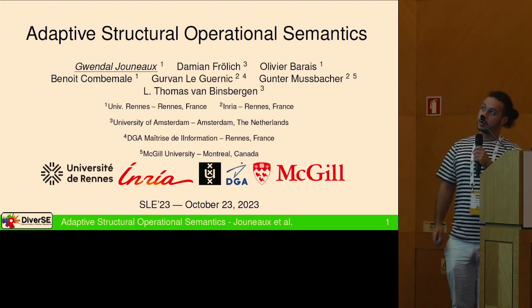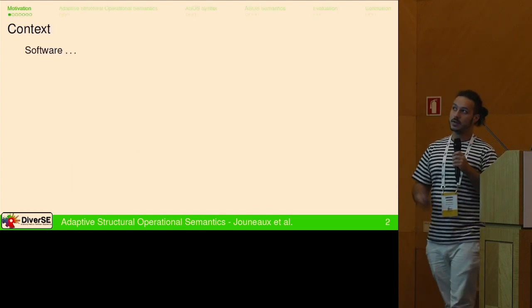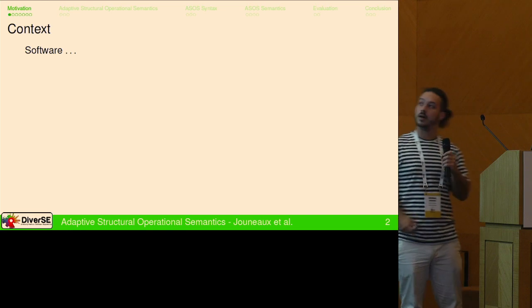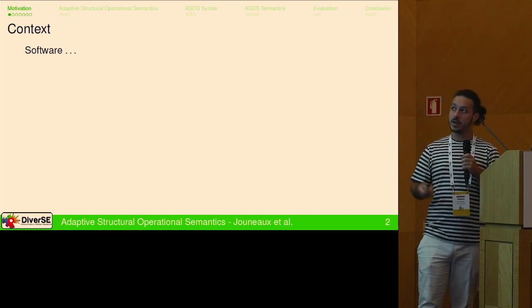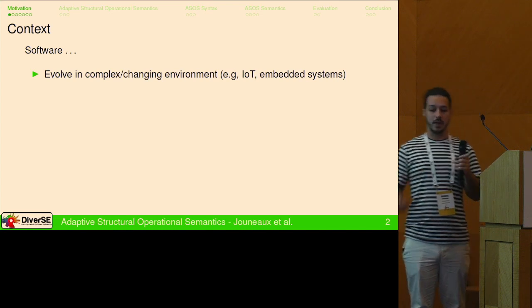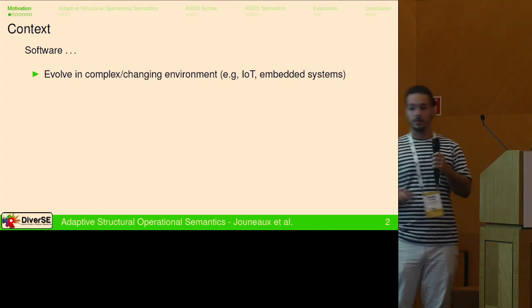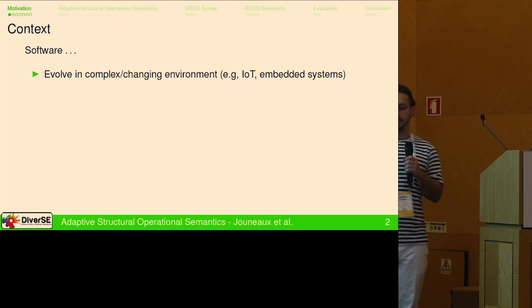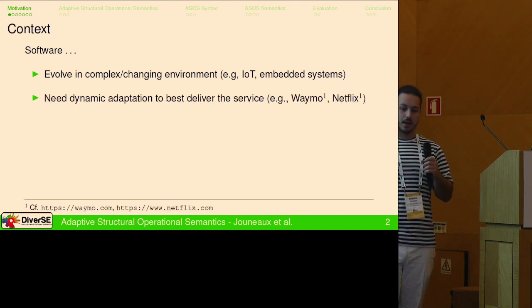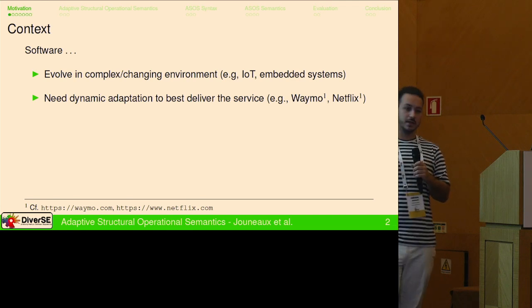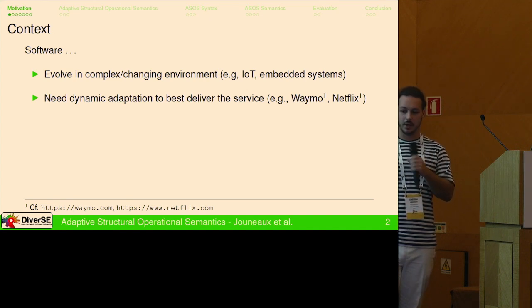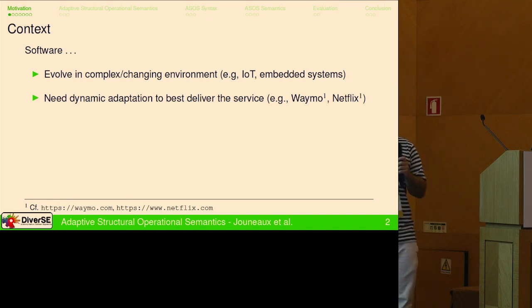So before talking about languages, first I want to introduce a bit about the software that we build with. Nowadays, software evolves in complex and changing environments, such as IoT or embedded systems, and we see more and more the need for dynamic adaptation to best deliver the services. For example, Netflix adapts the quality of the video they send you, depending on, among other things, your bandwidth.